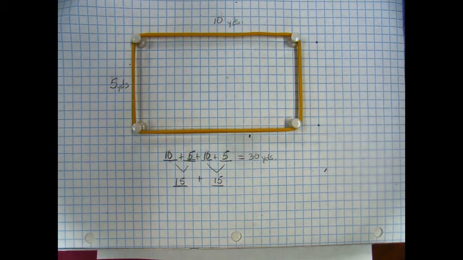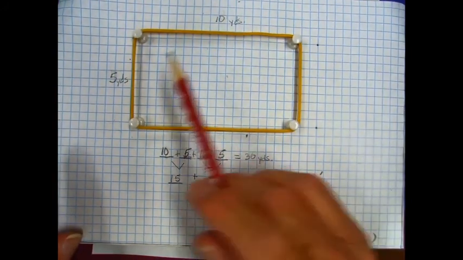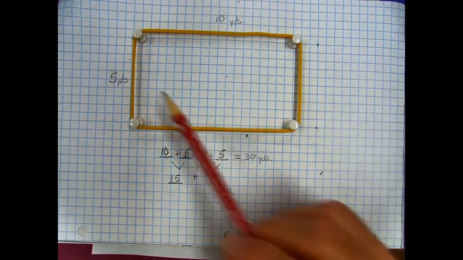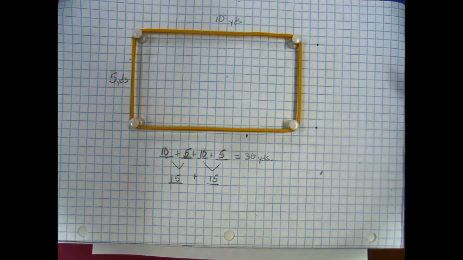So experiment with some shapes. Your answers are going to be different because you can choose whatever numbers you want for your sides, your length, and your width. You can choose whatever numbers you want. They do have to add up to 15 though.